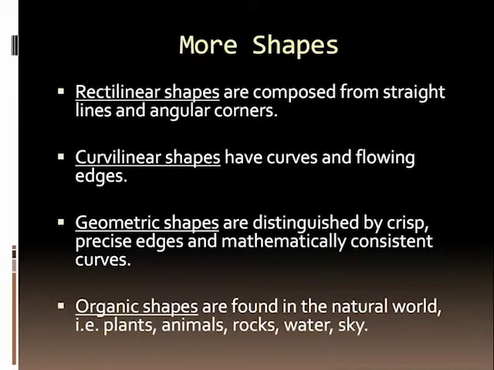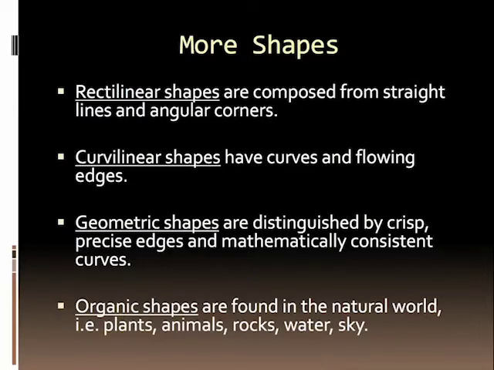Like the lines, we have some different types of shapes. Rectilinear shapes are composed of straight lines with angled corners. Curvilinear shapes, as it would suggest, have curves and are flowing in their edges. Rectilinear shapes can also contribute to the idea of a geometric shape, which is crisp, precise edged, and mathematically consistent. You can also have some curving in something that's a geometric object.